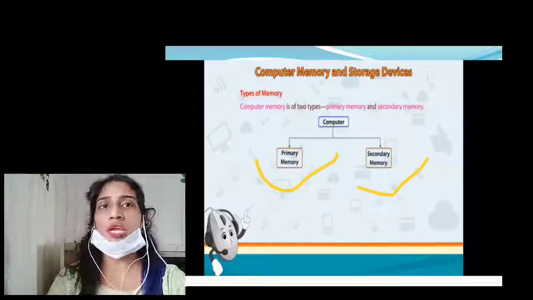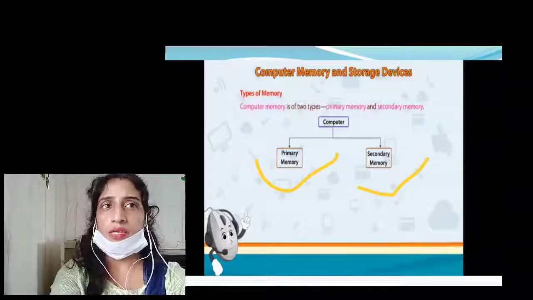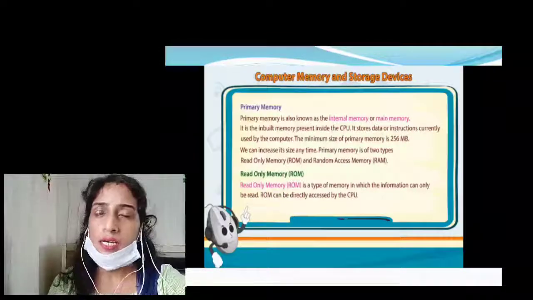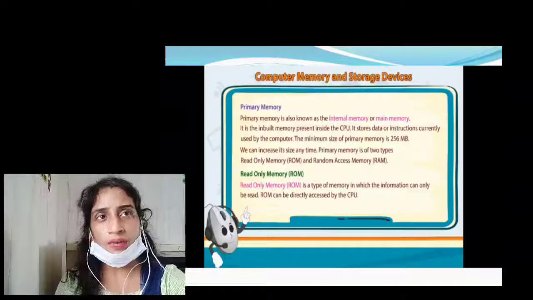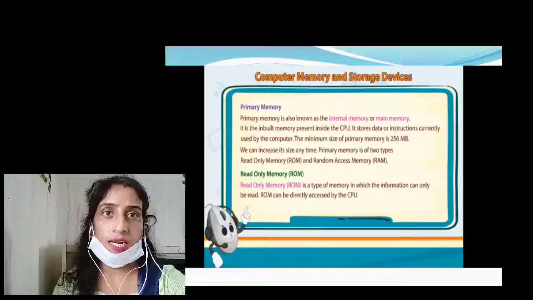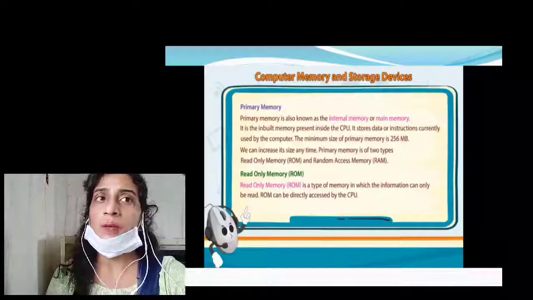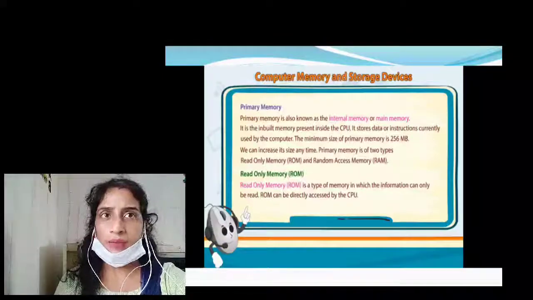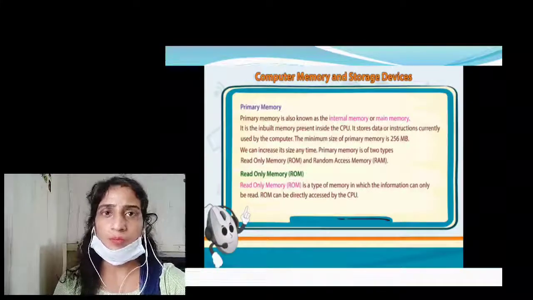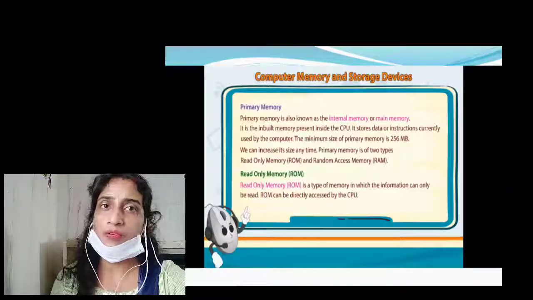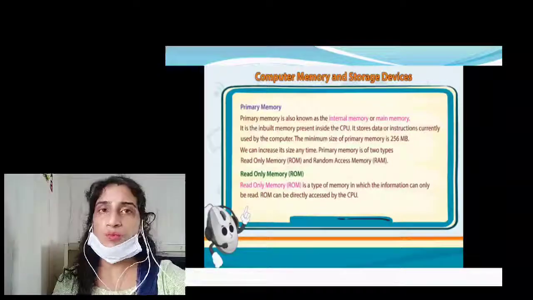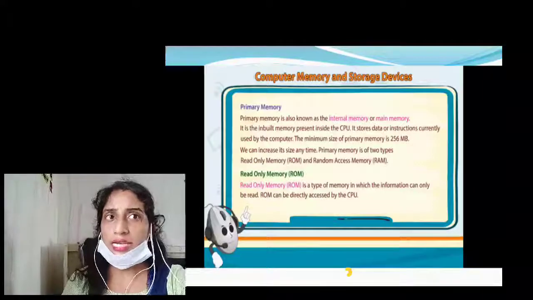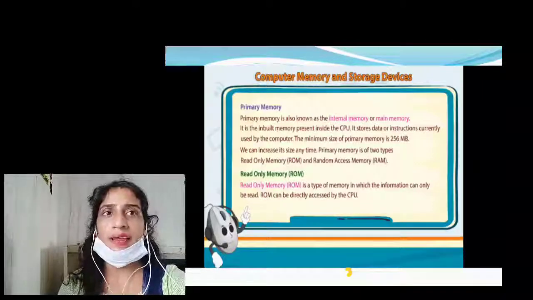Okay, so let's talk about the primary memory. It is also known as internal memory or main memory. It is inbuilt memory present inside the CPU, already built in the CPU when you purchase it. Okay, when you assemble your CPU with the programming, it stores data or instructions currently used by the computer.